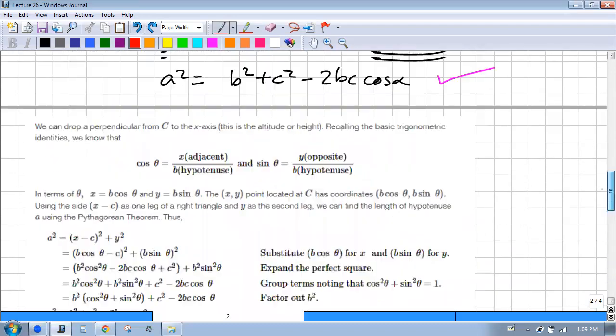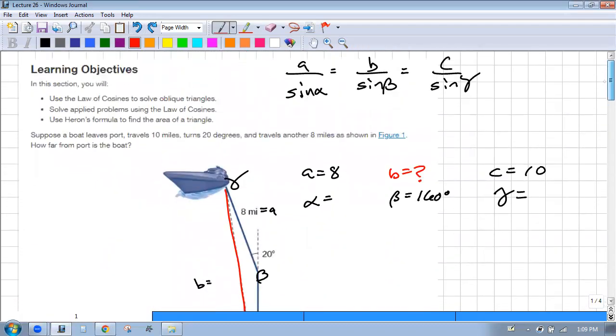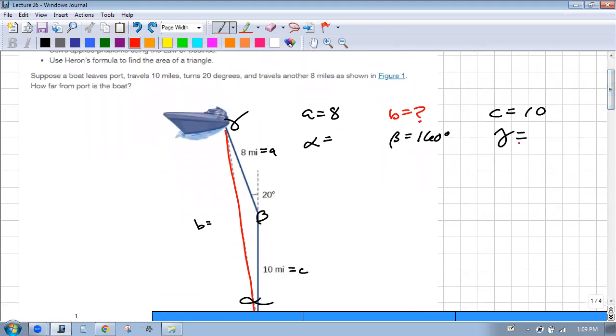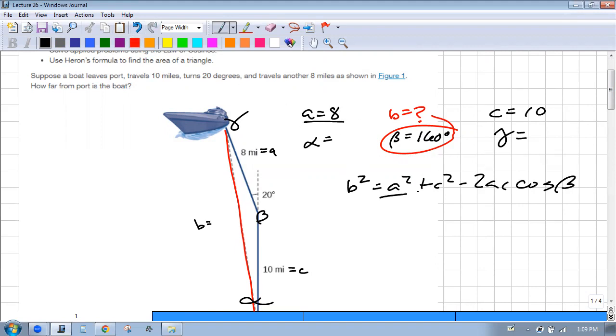So knowing that, if I go back up to this guy, we want to figure out what B is. I know what this and this are. I can look at this and say, well, I can't use the law of sines, but I have beta. I want B. I could say B squared is A squared plus C squared minus 2AC cosine beta. I know what A is, I know what C is, and I know what beta is. I just plug them in, right? That means that B is simply the square root of that stuff. Plug in the numbers and you have the answer.